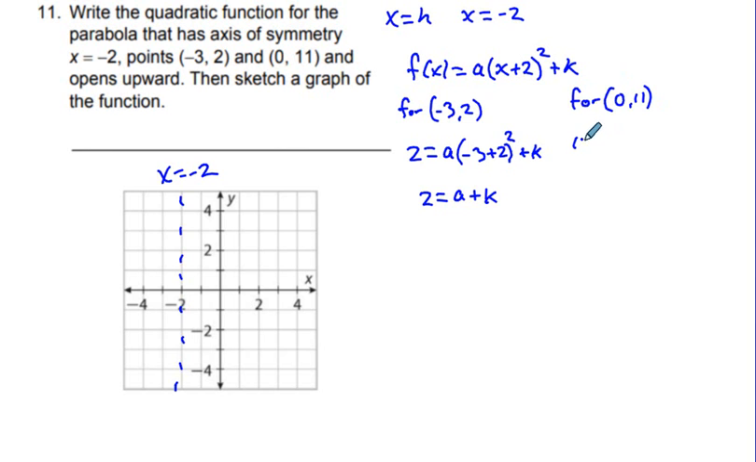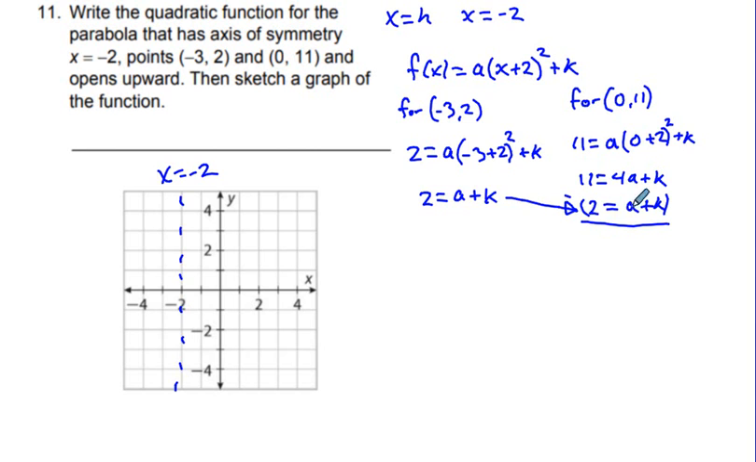we're going to get 11 is equal to a times (0 plus 2) squared plus k. And for this, 2 squared is 4, so 11 equals 4a plus k. And so now we have a system of equations, and what I'm going to do is take the first equation and place it right underneath. So we have 2 equals a plus k, and we are going to eliminate by subtracting that bottom equation from the first.